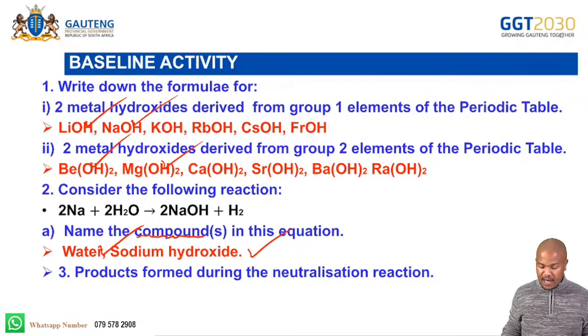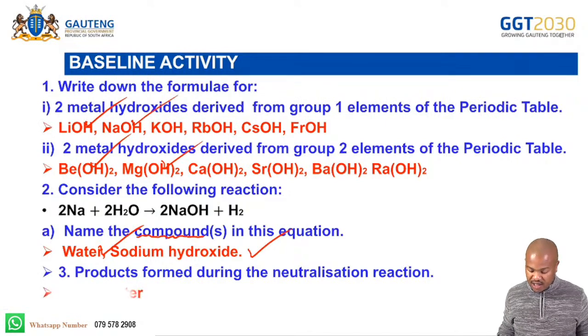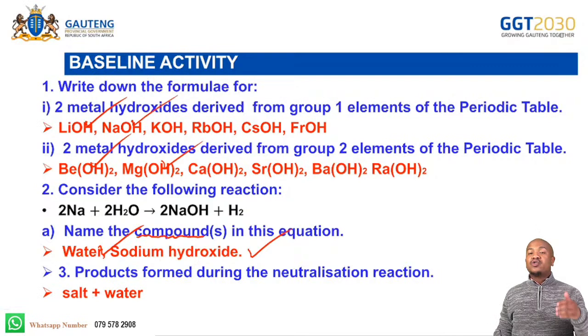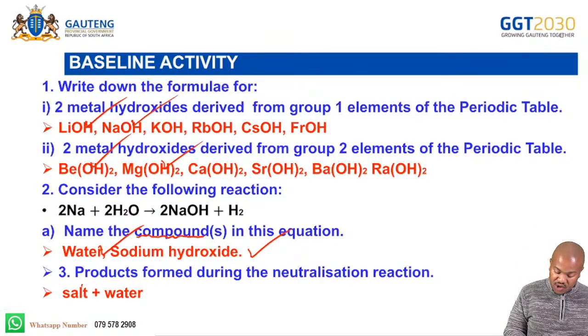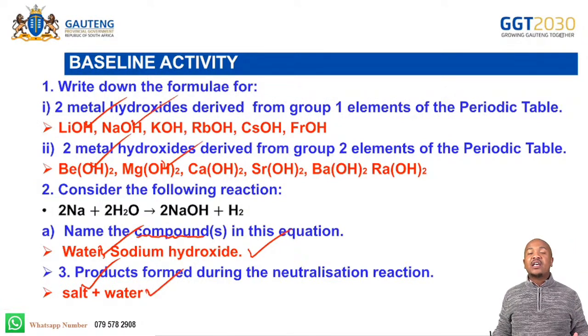Number 3, the products that are formed during the neutralization reaction. Those products are salt and water. We know that during a neutralization reaction, we form products such as a salt and water. So let me give you a quick 2 minutes to copy down the corrections. Then after that, we shall sail through together with our ship.